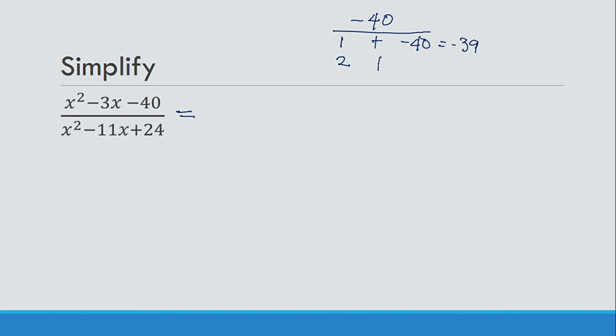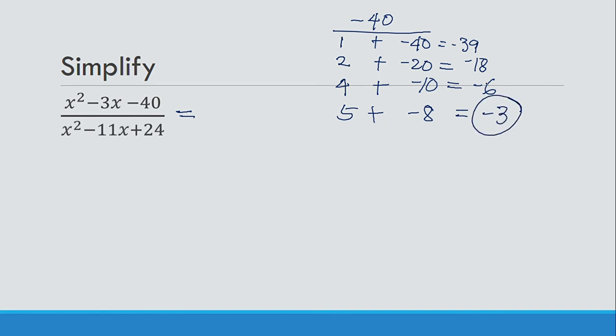Then we move on to the next one. Let's have 2 and negative 20, that will be equal to negative 18. We move to the next one, 4 with negative 10, so this is now equal to negative 6, but that's not what we're looking for. Let's continue with the process. Let's go to 5 and negative 8. This is now negative 3, and there you go with what we are looking for. So the factors are x plus 5 and x minus 8.